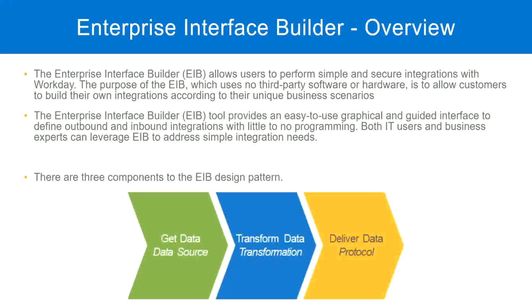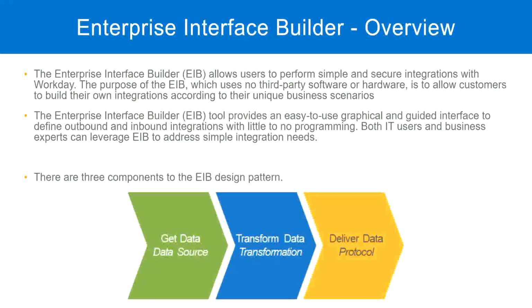Okay. When we create an integration using EIB, we will see these 3 steps there as well. Get data, transform data, deliver data. Okay. These are the 3 components in an EIB design pattern. So what we are going to do is we are going to configure these 3 steps. Get data. Where are we going to get the data from? That is something we have to configure.